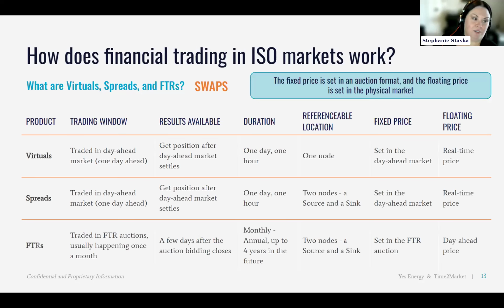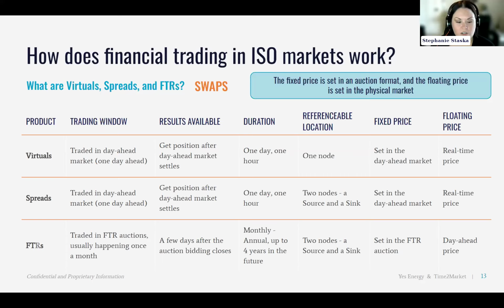So the three different products that we're going to be talking about today, and we've already started to talk about a bit, are virtuals, spreads and FTRs. So this is a table meant to give you some understanding of how they're different from one another and how they behave. I will start with virtual, so we'll do one row at a time and cover what a virtual trade is and how it behaves, and then we'll move on from there.